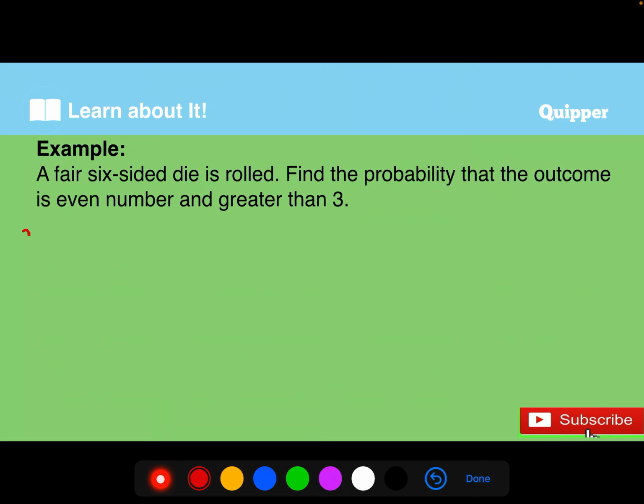We will start from the sample space. Since the experiment is the fair six-sided die, the sample space is from 1 to 6: 1, 2, 3, 4, 5, and 6. Our n of S, or the cardinality of the sample space, is equal to 6 since there are 6 elements in our sample space.